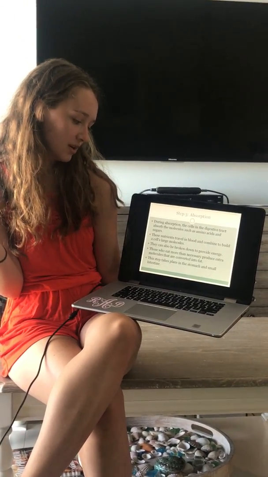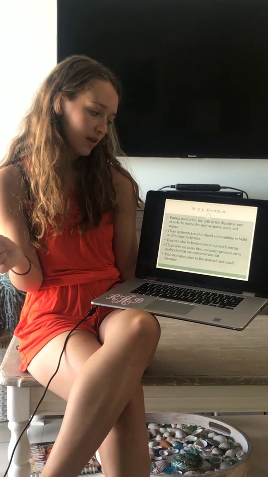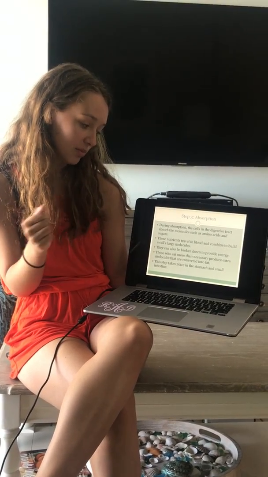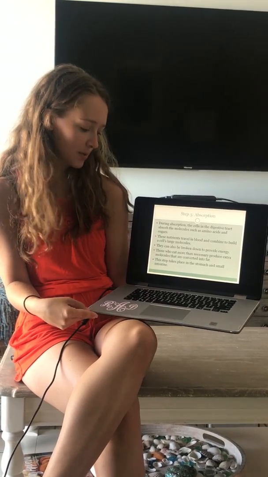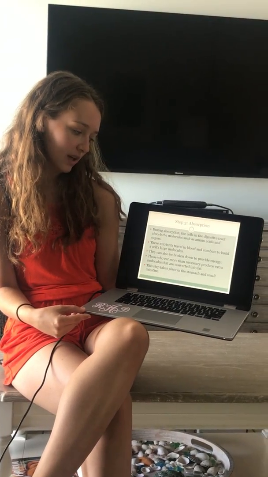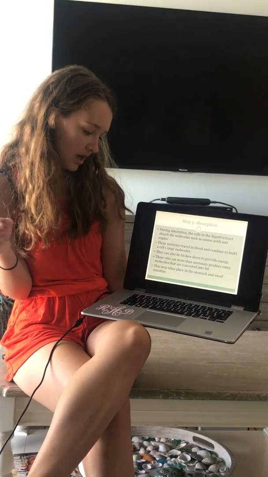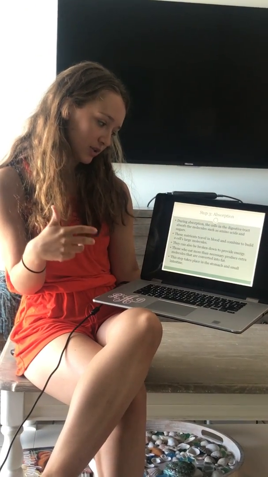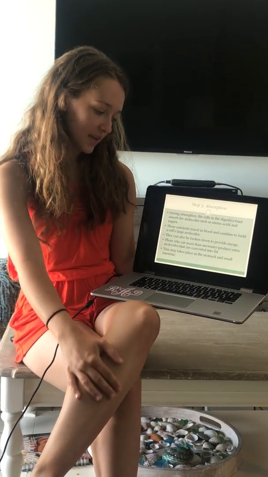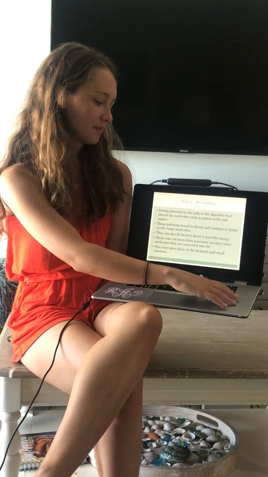So step 3 of digestion is absorption. So during absorption, the cells in the digestive tract absorb the molecules such as amino acids and sugars. So these nutrients travel in blood and combine to build a cell's large molecules. They can also be broken down to provide energy. So those who eat more than necessary produce extra molecules, and these extra molecules are then converted into fat, which adds the fat onto your body. This step takes place in the stomach and the small intestine.